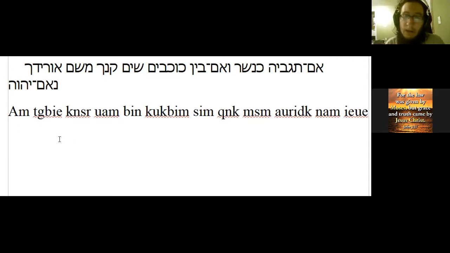All right. Finally, verse 5. Verse 5 is a little long, not too bad, but it's a little lengthy. Kind of similar to verse 3 in length.